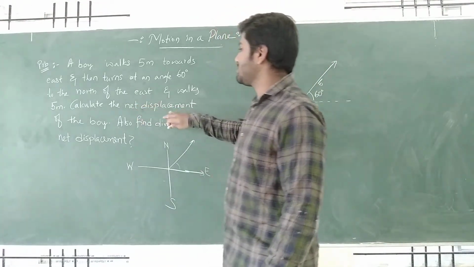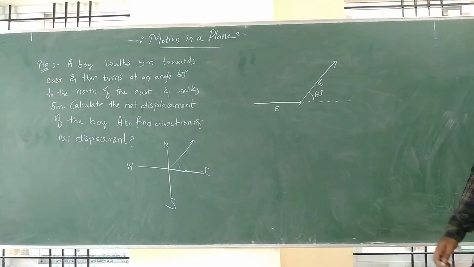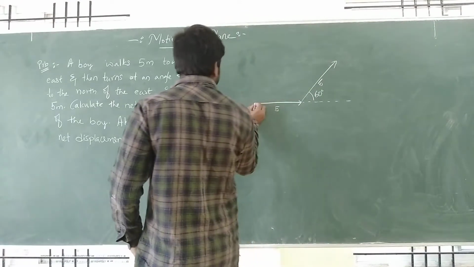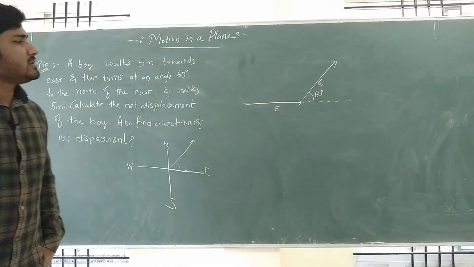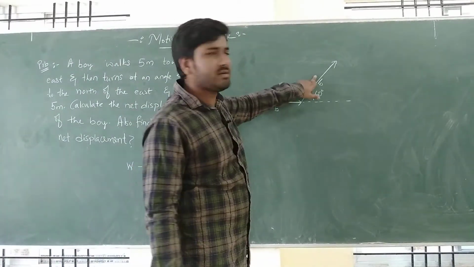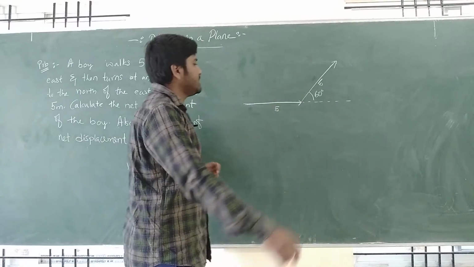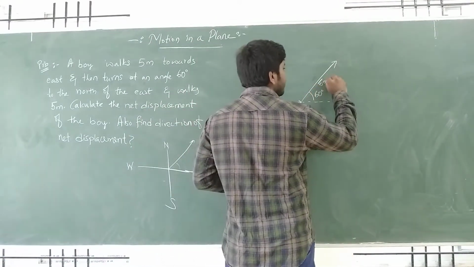Calculate the net displacement of the boy. Also find the direction of the displacement. Okay, net displacement of the boy, so this is the 5 meter. Now see, these are two vectors. This is vector A and this is vector B. Okay, now see, I am taking this as A and this as B.